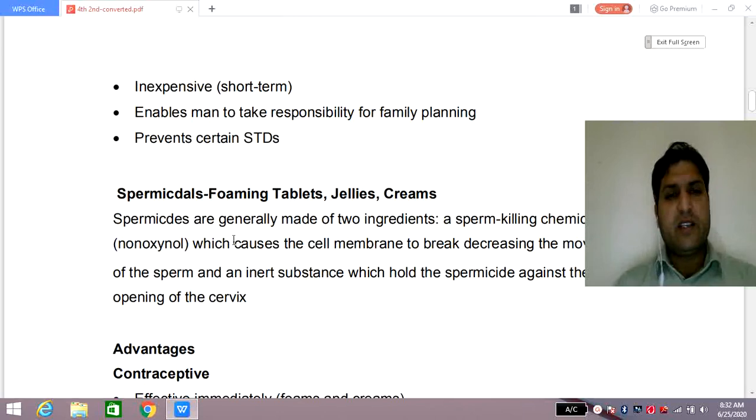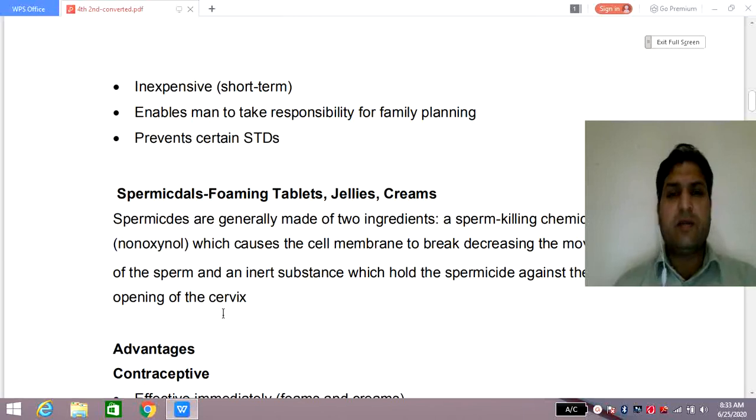The next one is spermicidal foaming tablets, gels and creams. So basically it is available in different forms: foaming tablets, jellies and also cream form. Spermicidal, as the name indicates, has the capability to kill sperms, and mostly has two ingredients: the sperm-killing chemical nonoxynol, which causes the cell membrane to break, decreasing the movement of the sperms, and inert substances which hold the spermicide against the opening of the cervix.